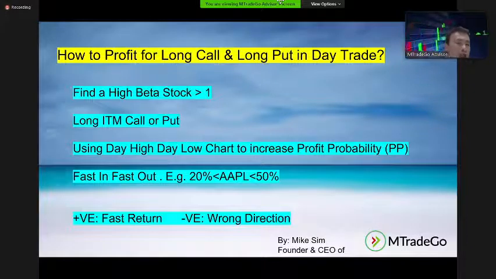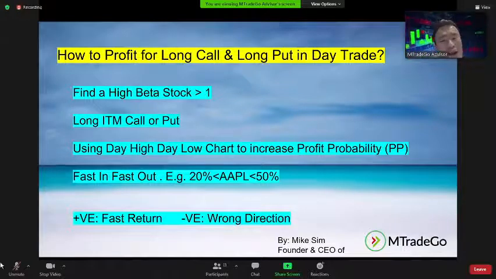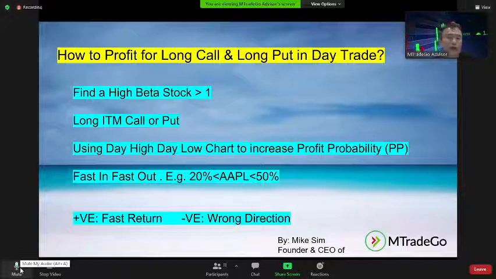But if you want to do a day trade, we are not talking about collecting premium. We are talking about paying premium. Number one, you find a high beta stock. When I say high beta stock, don't go too high. The very, very high ones like Roku, you'll get a heart attack, and you need big capital also. However, Roku, I can tell you, wow. High beta means the stock is very, very volatile.